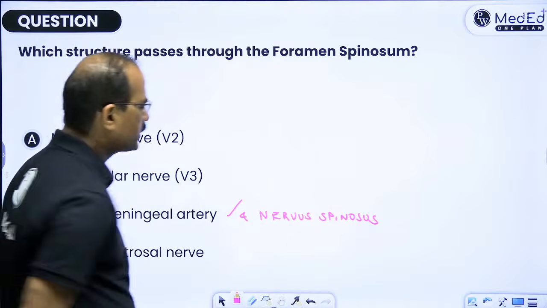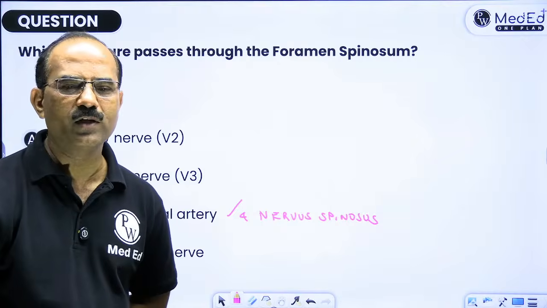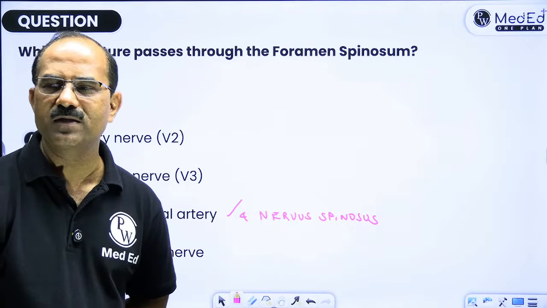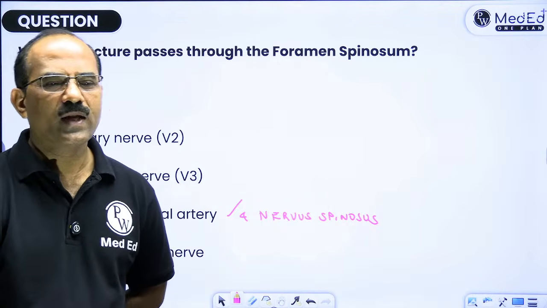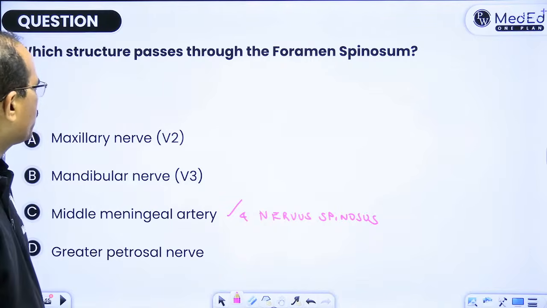Nervus spinosus is the recurrent branch of the mandibular nerve. The recurrent branch of the mandibular nerve is known as the nervus spinosus. It is also known as the meningeal branch of the mandibular nerve.